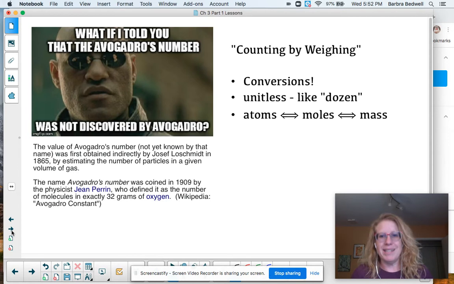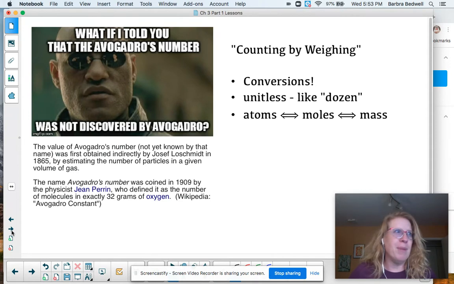It's very much like a dozen, right? If I say we've got a dozen something, how much does a dozen weigh? Well, you'd need to know what that dozen was. Do we have a dozen cats? Do we have a dozen dogs? Do we have a dozen calculators? Do we have a dozen atoms, a dozen human beings? A dozen's just a number. Well, a mole is also just a number.